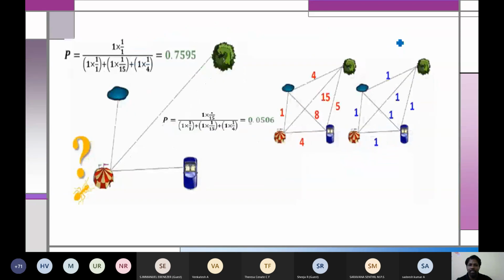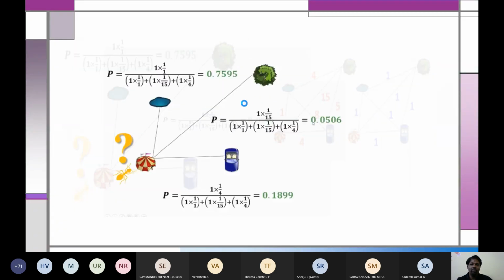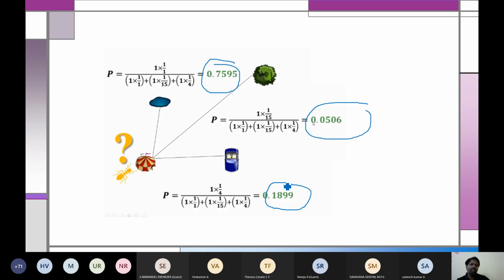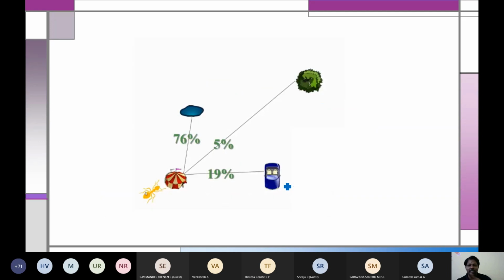If I'm going for the second path, 1 is the pheromone I have and 1 by 15 is the distance. Like this I need to put. If I calculate for all the 3 paths, the first path I am getting 0.76, the second path 0.05, and the third path 0.18. In percentage, you can see a 76% chance to take this path, 5% chance to take this path, and 19% chance to take this path. This is how it's done.